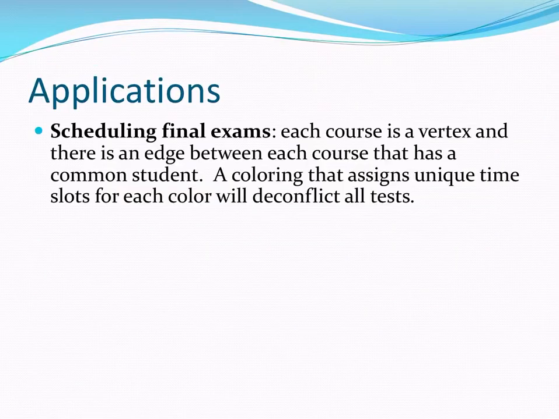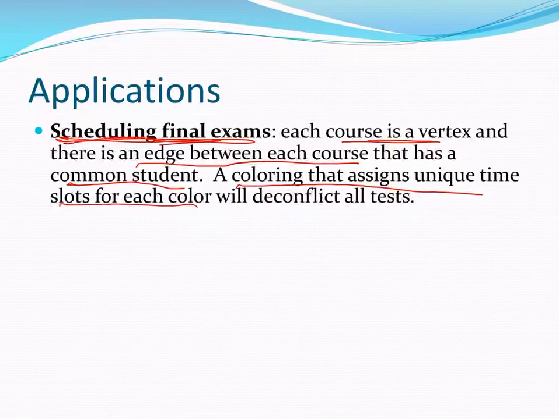One of the applications of graph coloring, and I really like this one, is scheduling final exams. If I create a graph where a course is a vertex and there's an edge between each pair of courses that has a common student, then with a coloring I can assign a unique time for each color, and that will deconflict all my tests. And if I can find a coloring equal to the chromatic number for that graph, then I'll have an optimal final exam schedule.